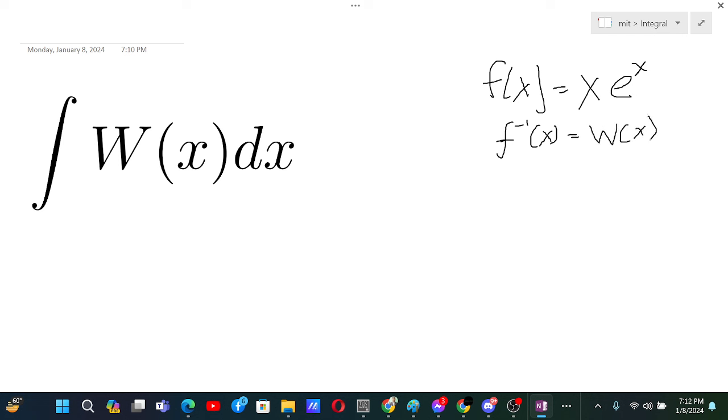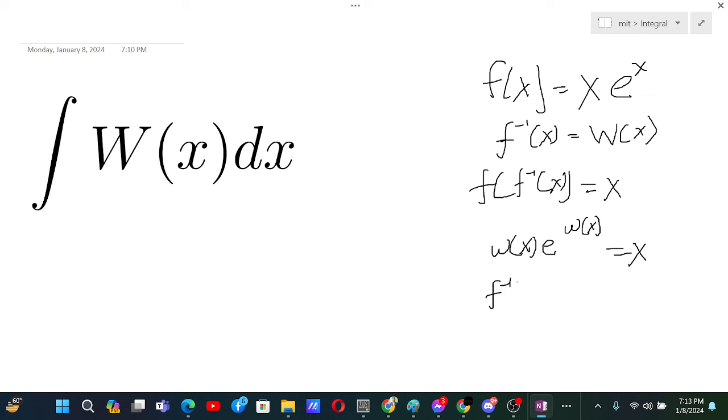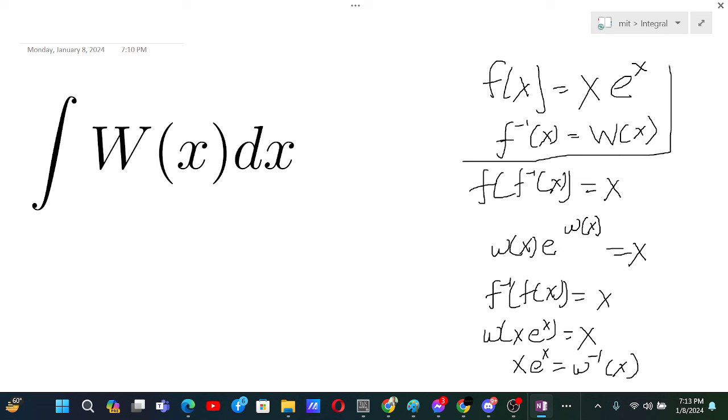So now, since we know that f of f inverse x should be x, therefore f of Lambert W of x, that is Lambert W of x times e to the power Lambert W of x, is said to be x. And also f inverse of f of x should be x. That's why Lambert W of x times e to the power x equals x. We can also write this as x times e to the power x is actually the Lambert W inverse function of x. So these are some of the definitions that we have made.